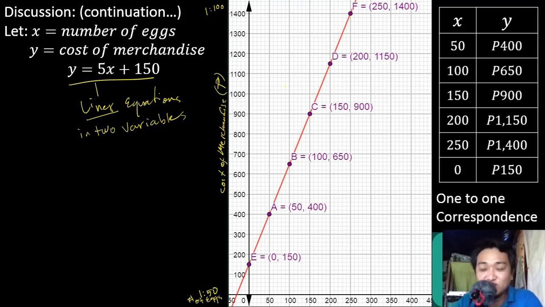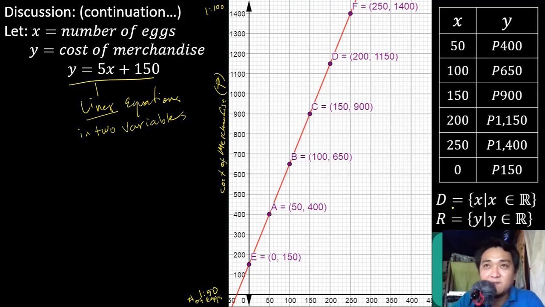Now, the relation between these two variables, x and y, like 50, 400, 100, 650, 150, 900, 200, and so on and so forth, is said to be one-to-one correspondence. Bakit siya tinawag na one-to-one correspondence? Kasi po, we only have one value for x and we have only one value for y. At pag grinap natin sila, lalo na, higit sa lahat, they resemble a line.